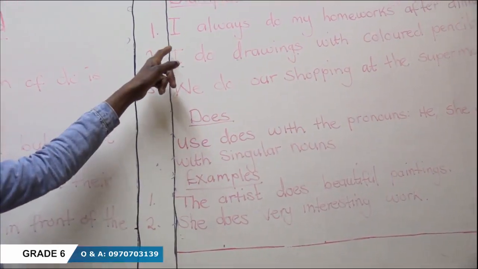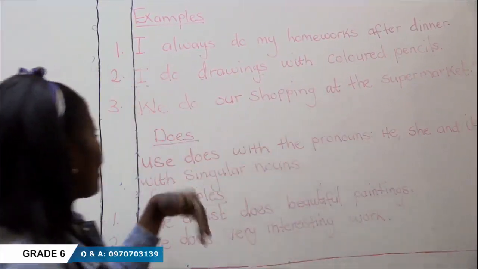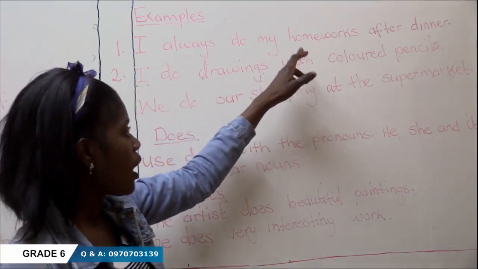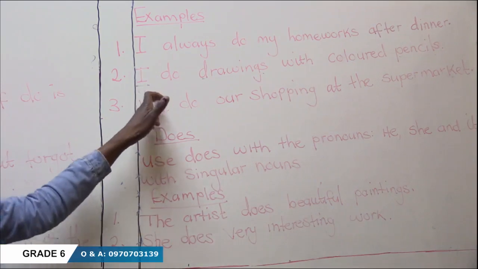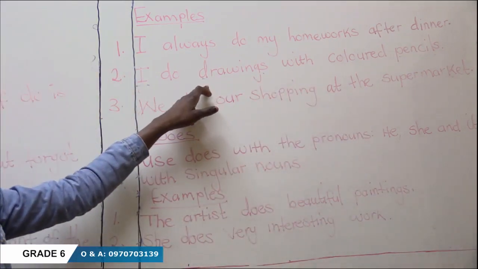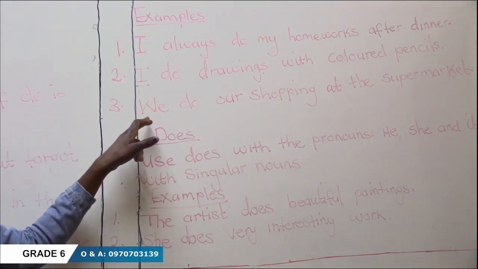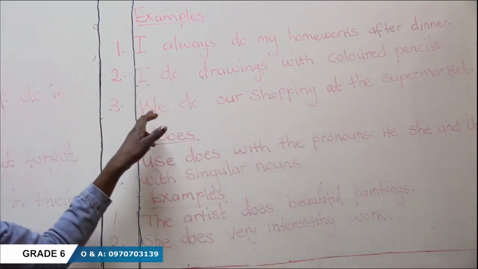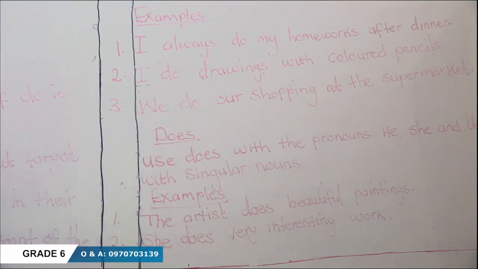These were examples of how to use do. The first example was, I always do my homework after dinner. You can see the pronoun there, I, and the homework, which is plural. I do drawings with colored pencils, meaning these drawings are more than one. Number three, we do our shopping at the supermarket. I've got a pronoun there, we.